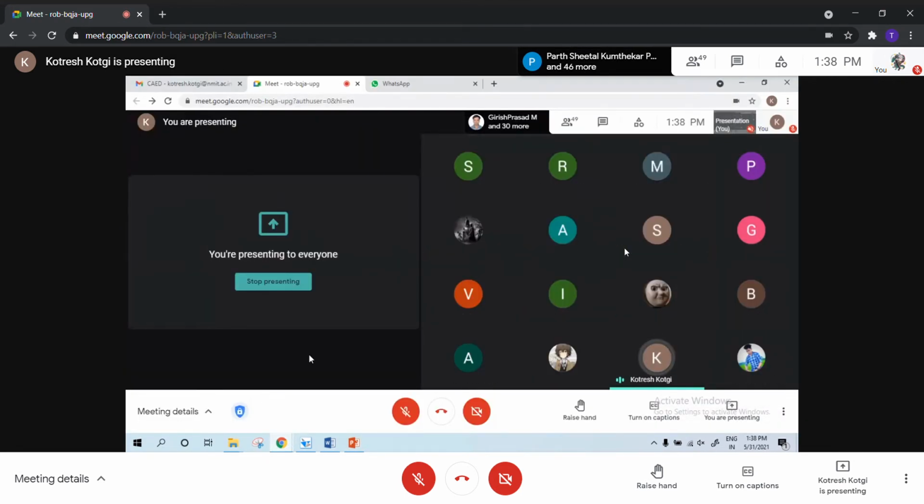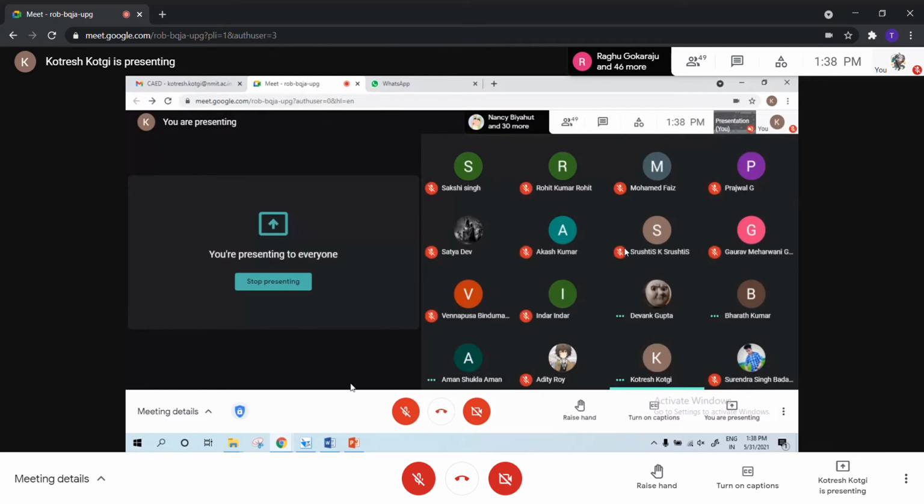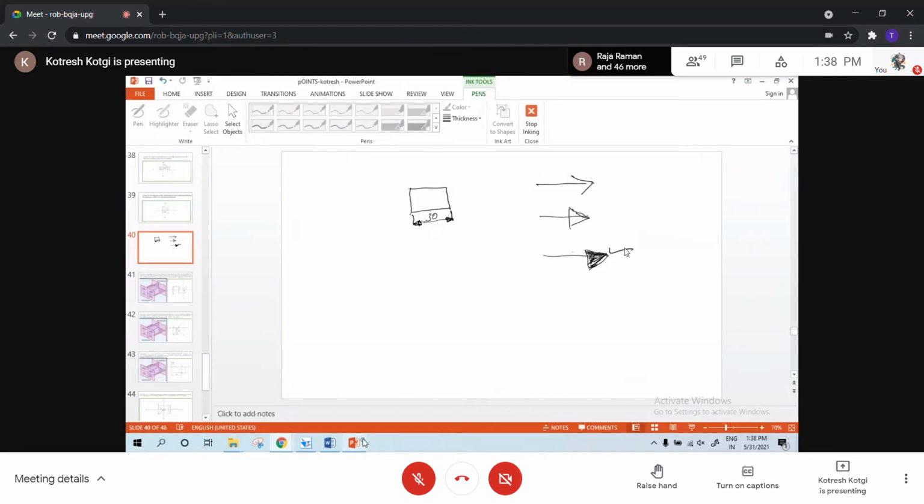So there are 49 students, still 12, 13 more have to join. I don't know whether they miss only the CAD class or every class, whether this is the average strength. How about the strength for other classes? I mean other subjects?